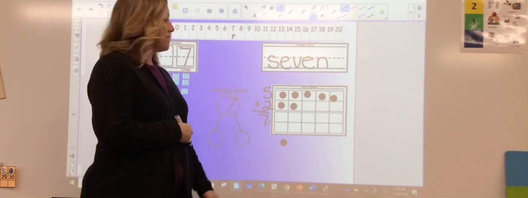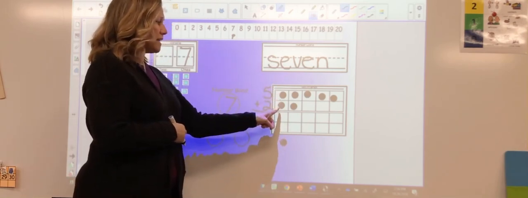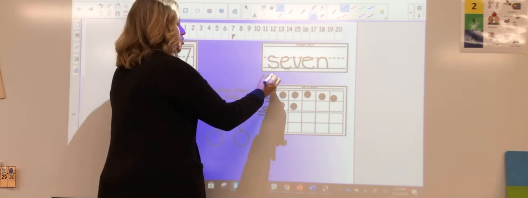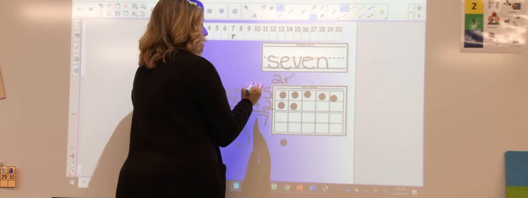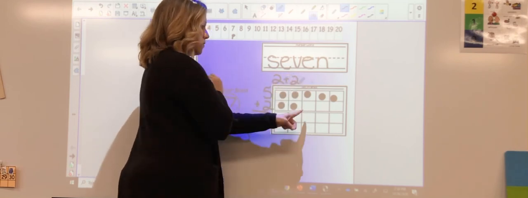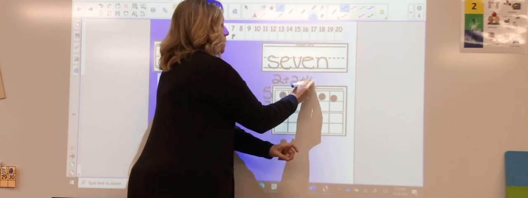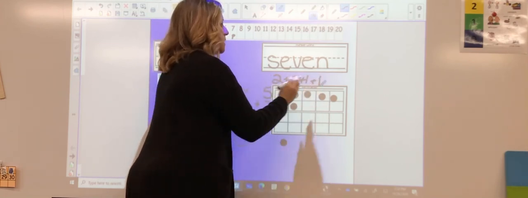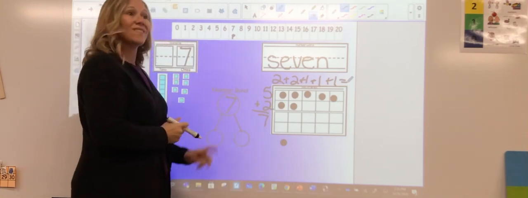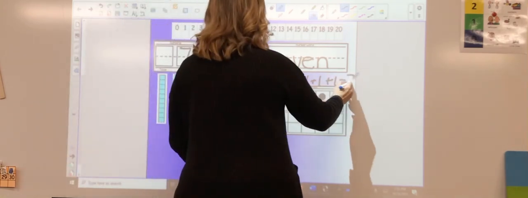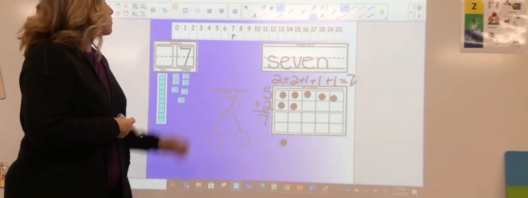Good job. Now let's count our columns. How many dots in this column? 2. How many in this column? 2 + 2 + 1 + 1 = 7. Friends, you just made two math equations.